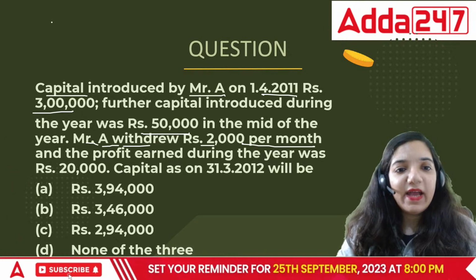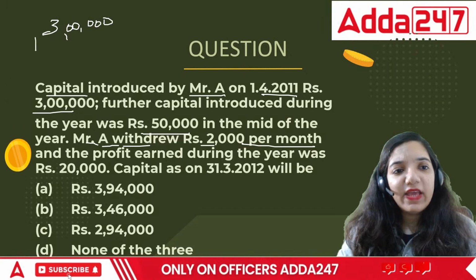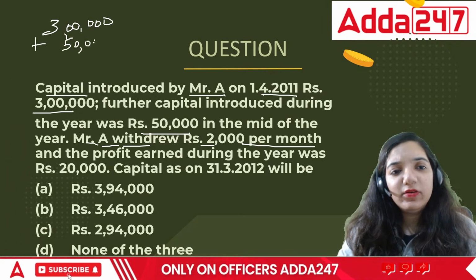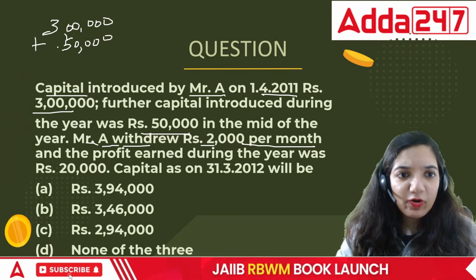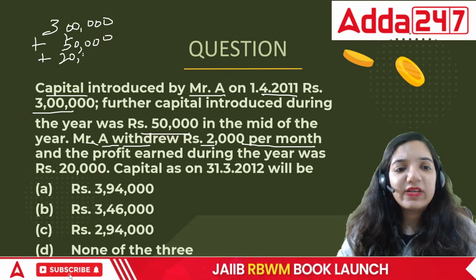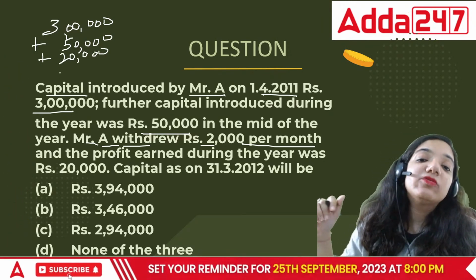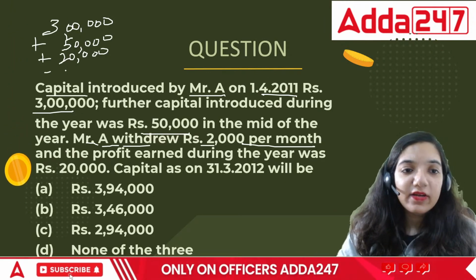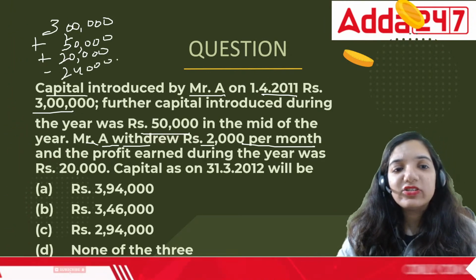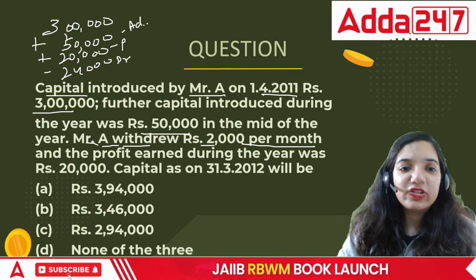Number 1, they had a total capital of rupees 3 lakh. They added 50,000 more during the year, and they withdrew. The profit earned was of rupees 20,000, and A withdrew 2,000 per month. 2,000 per month, 2,000 into 12, 24,000 is removed as drawings. This was the profit. This was additional capital.